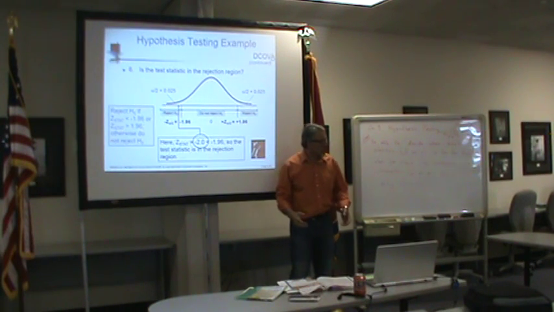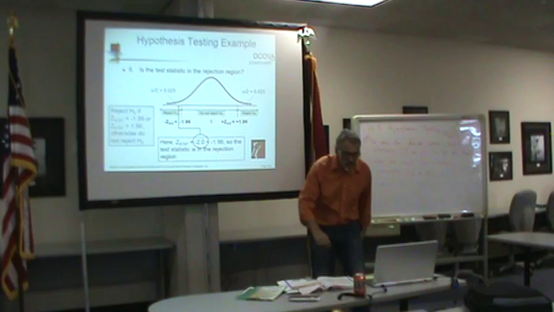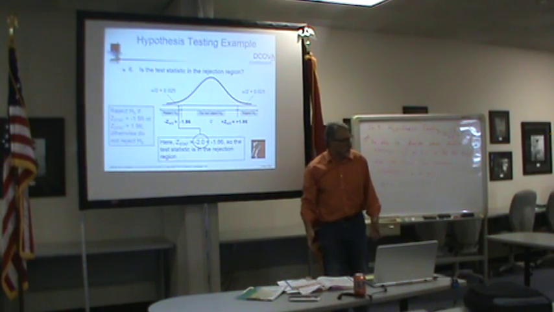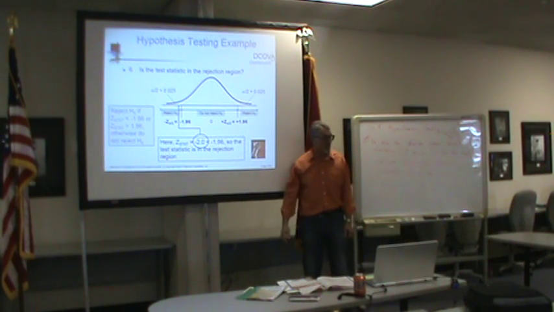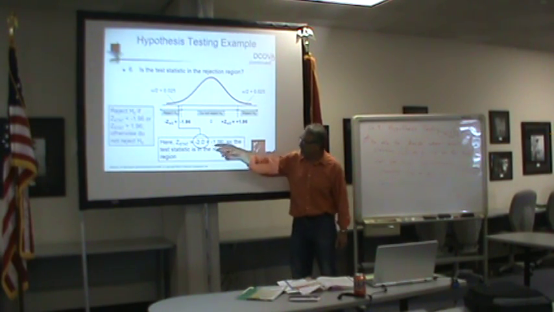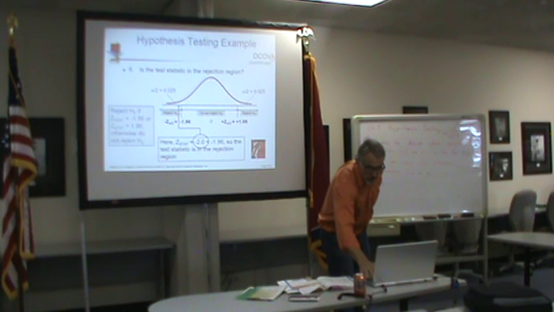So that says that even though 29.84 looked pretty darn close to 30, for a sample of 100, with a standard deviation of 0.8, that's not so darn close. It's not within 95% close, is it? So it's in the rejection region. So hey, our conclusion is let's reject it.